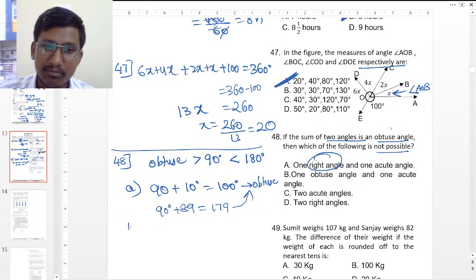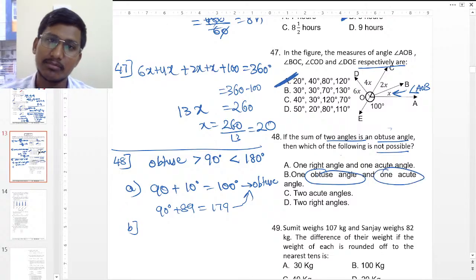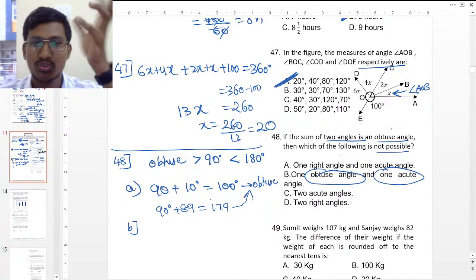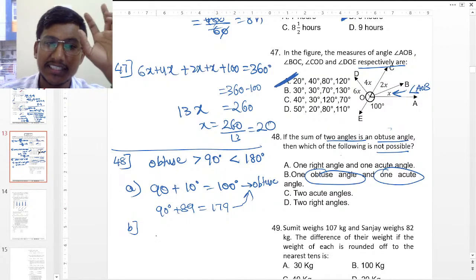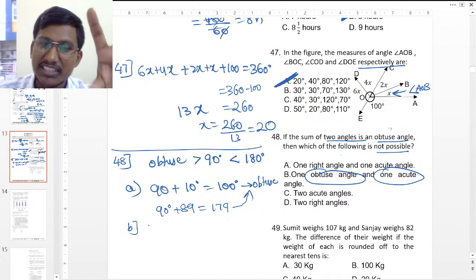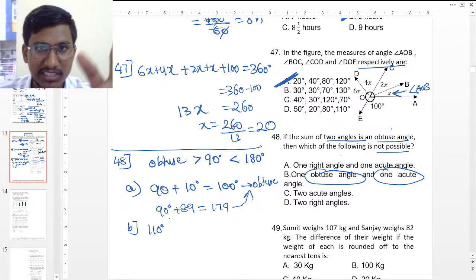If you take option B, what is it? One obtuse angle and one acute angle. Will it be obtuse? If you take an obtuse angle, let's take 110 degrees, right?